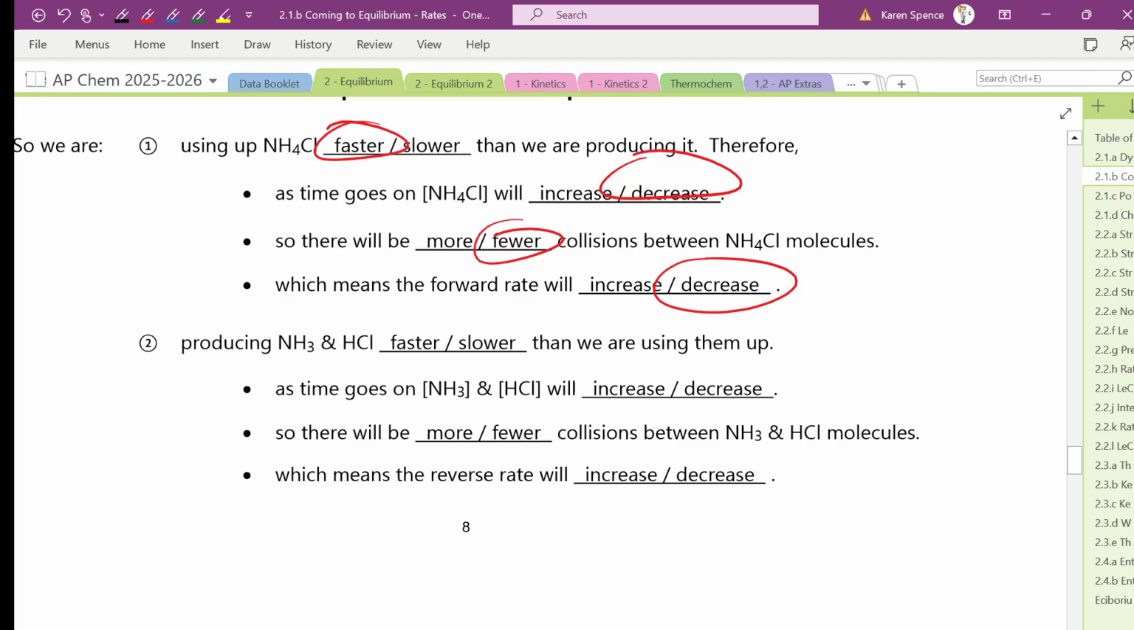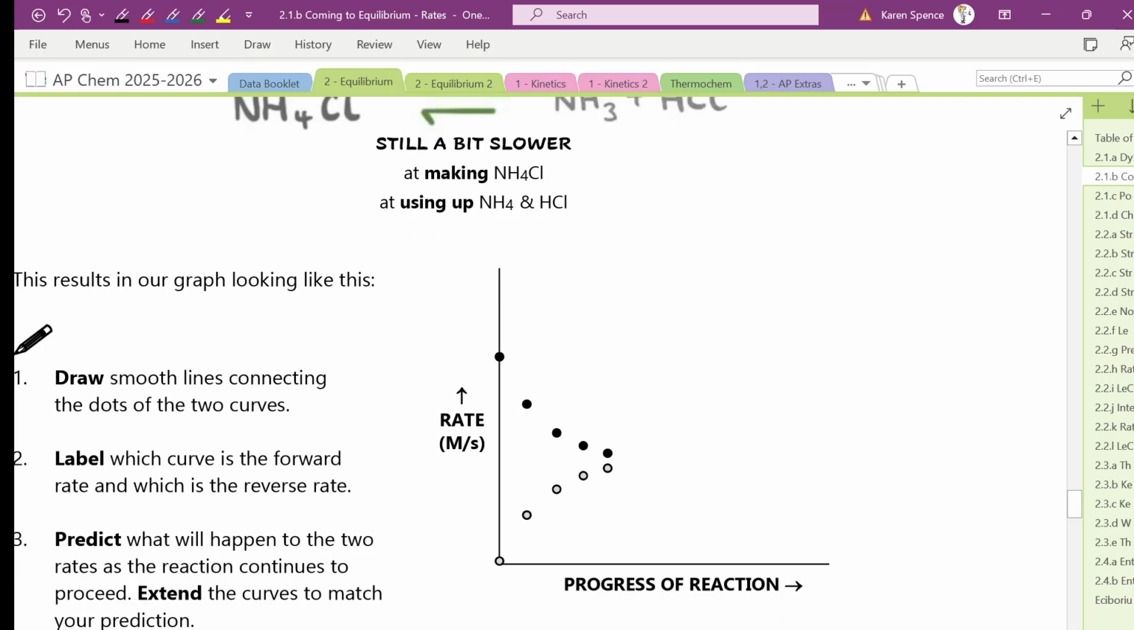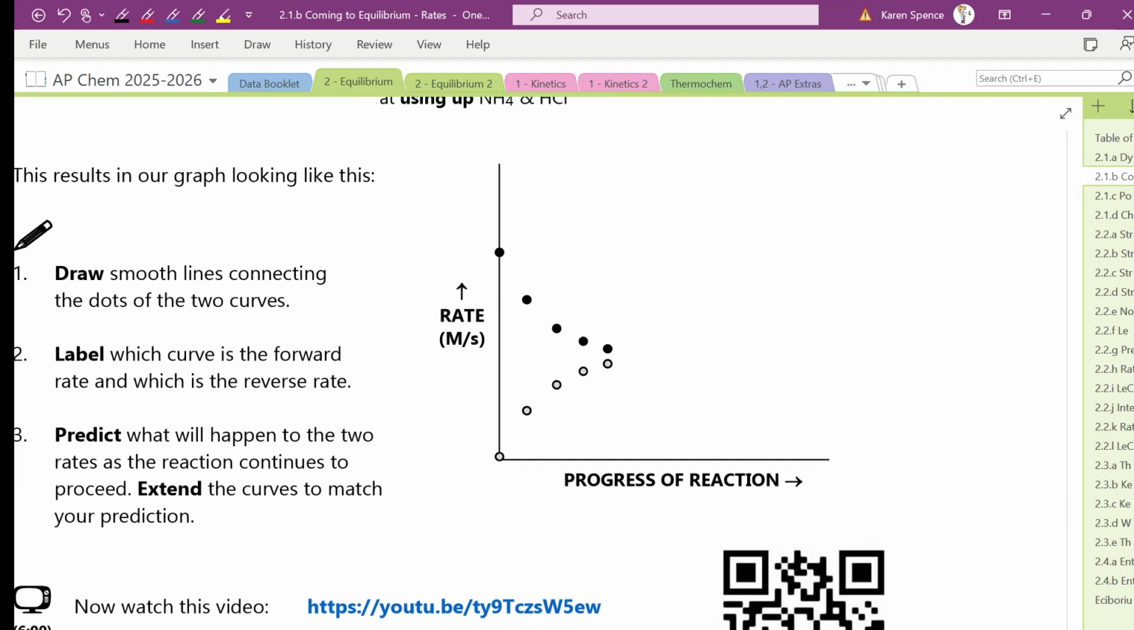We are producing NH3 and HCl faster than we are using them up. Therefore, as time goes on, NH3 and HCl will increase. And so there will be more collisions, which means the reverse rate will increase. And what's that going to look like on a graph? It's going to look like that. And the same thing will happen over and over and over again.